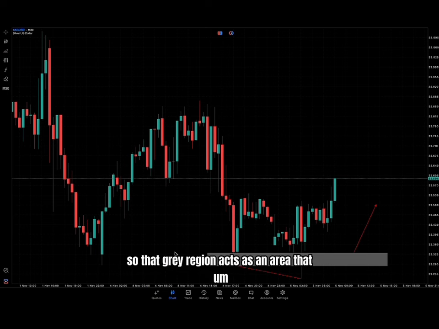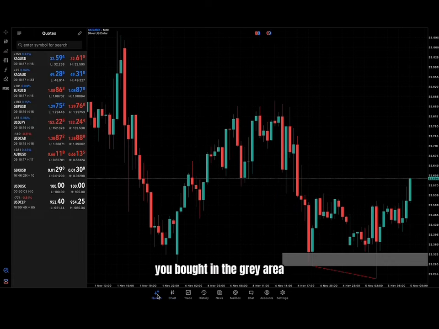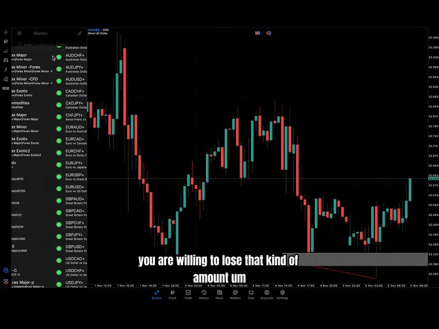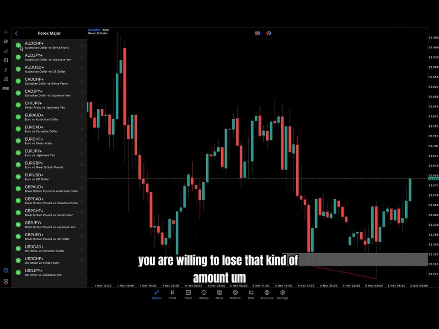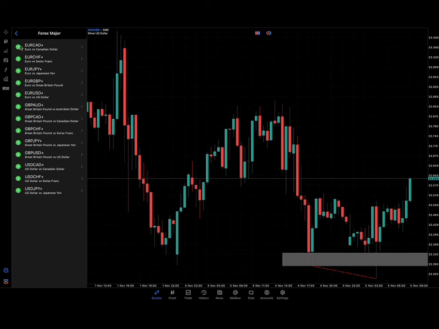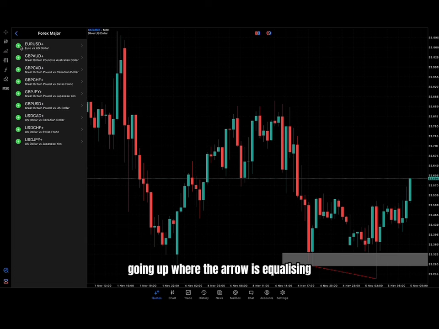That gray region acts as an area for the amount you're willing to risk. Let's say you bought in the gray area. It means that the size of the gray area is your stop loss. You are willing to lose that kind of amount, and you're willing to win that kind of amount from the gray area going up to where the arrow is equalizing.